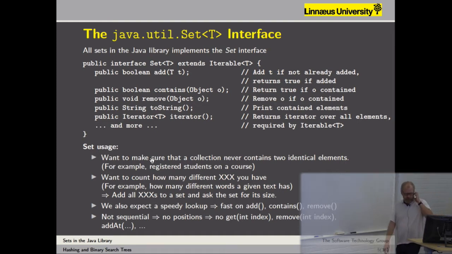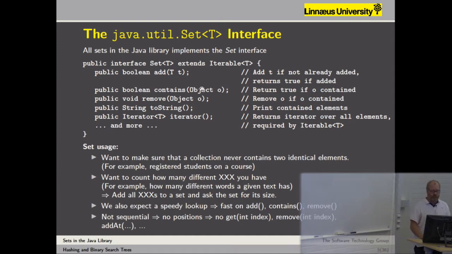Good. The topic for today is set implementations. Java comes with a set implementation. I show a few of the methods here. Add is the most important method here, and the difference from the sequential data structures is that add is not only adding an element, it also has the requirement that it only adds the element if it's not already added. So if the second time you try to add the same element, it will be ignored. So a set is a data structure that contains no duplicate elements.